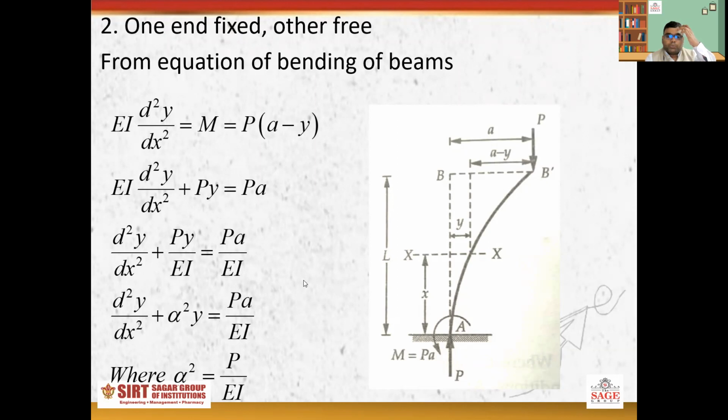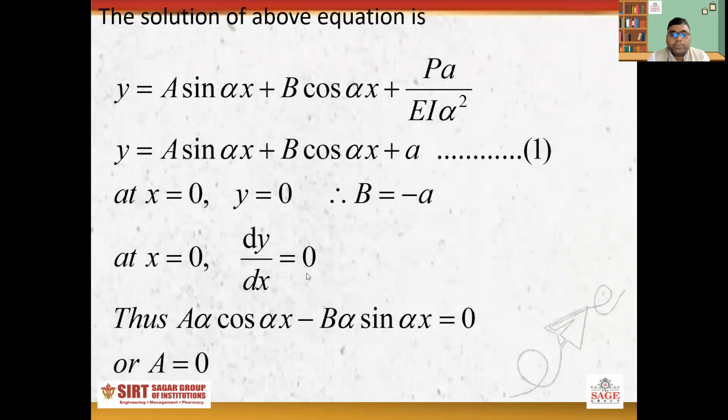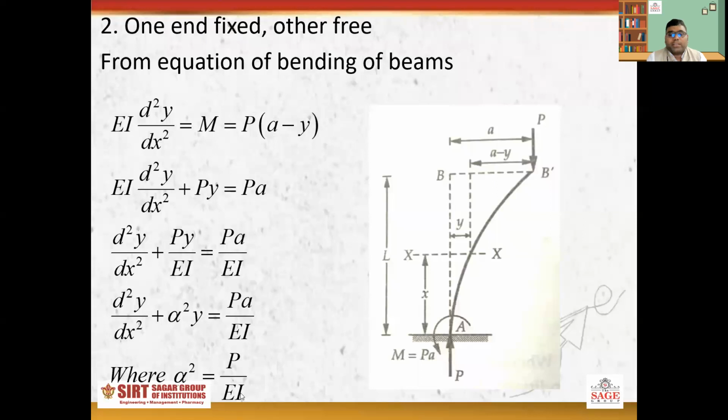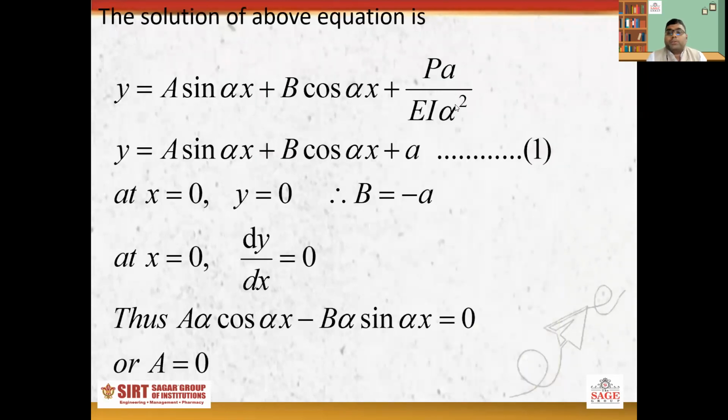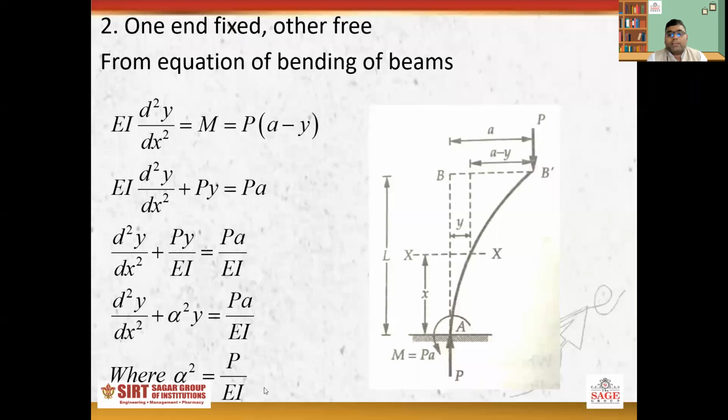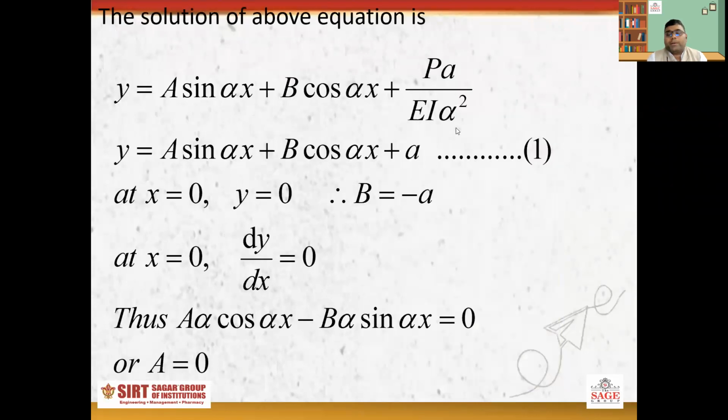So the solution of this equation would be y is equal to a sin alpha x plus b cos alpha x plus PA upon EI alpha square. Take that whole term PA upon EI, then divide by alpha square. So just put the value of alpha square, we all know alpha square is P upon EI. So here P and P cancel and EI cancels, so only A remains. So now this equation becomes y is equal to A sin alpha x plus B cos alpha x plus A.